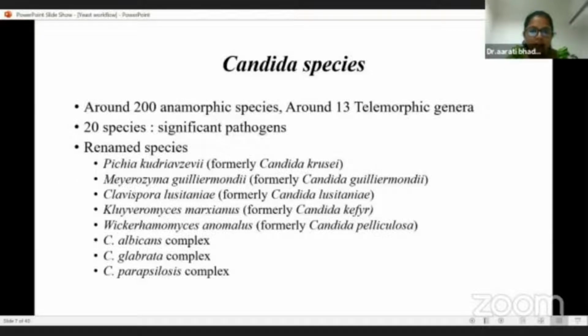Merozyma guilliermondii, which was formerly called Candida guilliermondii. Clavispora lusitaniae, formerly called Candida lusitaniae. Then Kluyveromyces marxianus, formerly called Candida kefyr. And Wickerhamomyces anomalus, formerly called Candida pelliculosa. Candida albicans complex, Candida glabrata complex, and Candida parapsilosis complex. These are renamed.